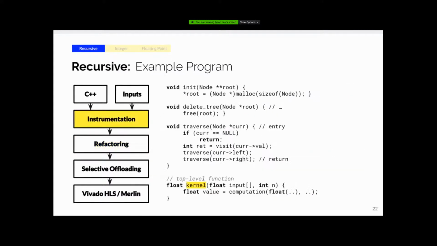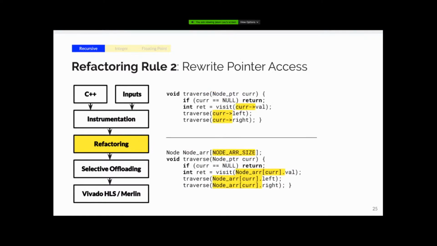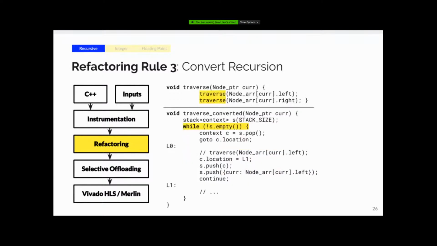This is an example recursive binary tree program. To rewrite the dynamic memory management, we pre-allocate an array with the monitored size. We replace the malloc and the free with our implemented node malloc and node free, which return the index of an array, and we replace the type of returned pointers with the offset of elements in the array. These type changes are propagated to the entire program. Then we change the pointer accesses to array accesses using the offset value. Finally, we transform recursions into iterations based on the stack.